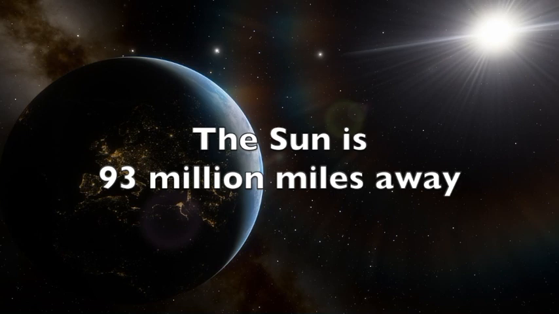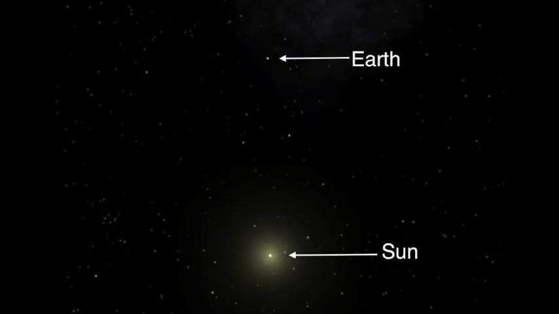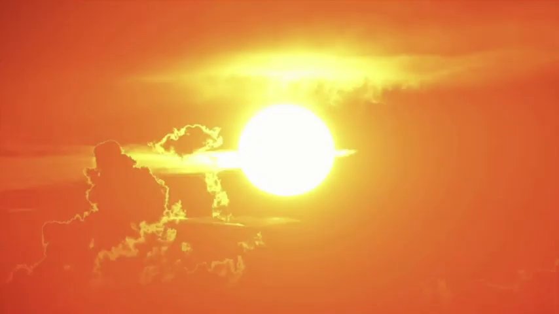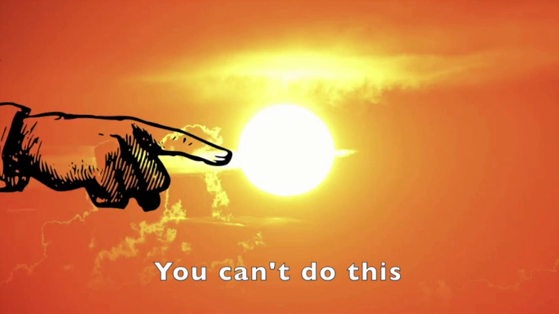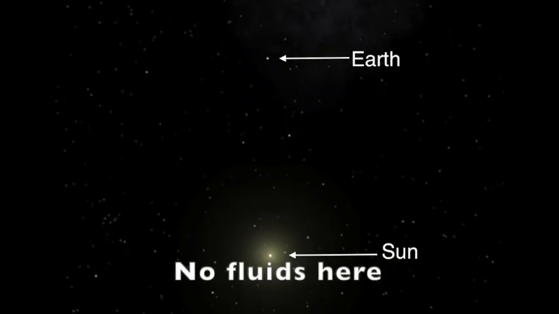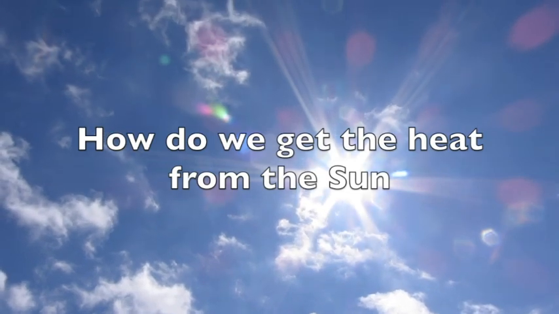Now, the sun is 93 million miles away, and there's not much between you and the sun. It's practically a vacuum. You can't touch the sun, so the heat certainly can't get to you through conduction. And there's no liquid or gas between the Earth and the sun, so convection is not the way you get the heat. Well, the answer to how we get the heat from the sun is thermal radiation.